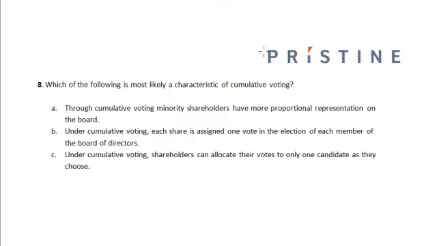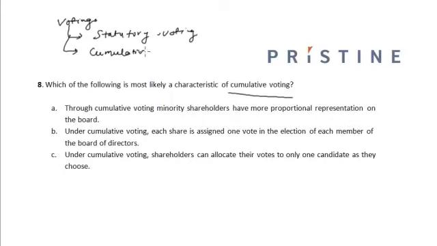Which of the following is most likely a characteristic of cumulative voting? Now there are two kinds of votings. One is the statutory voting. Another is the cumulative voting. Now in statutory voting, each share held is assigned one vote in the election of each member of the board of directors. So one share means one vote.